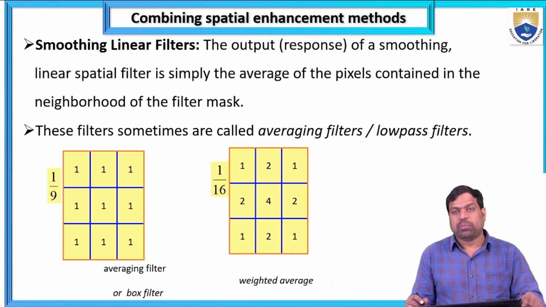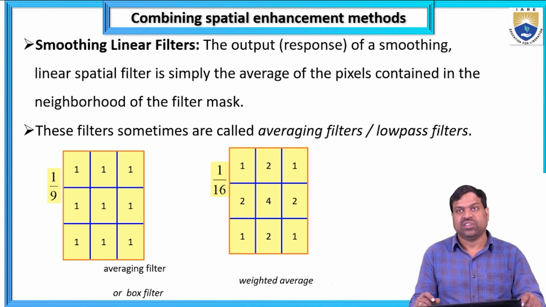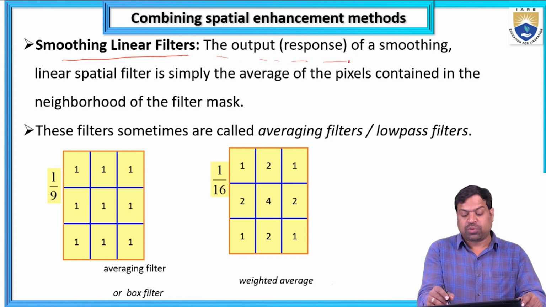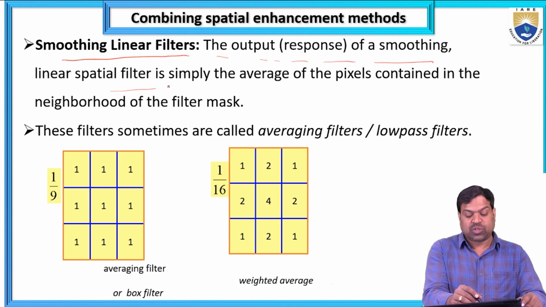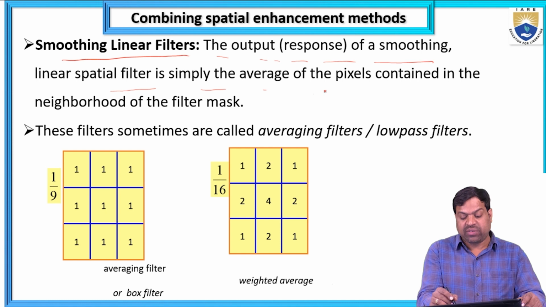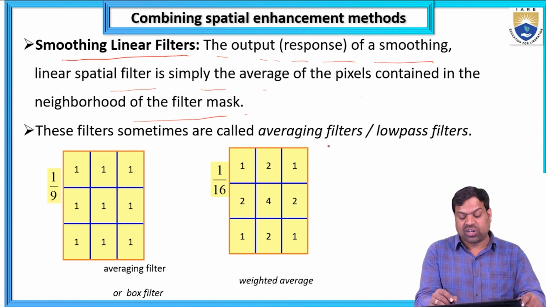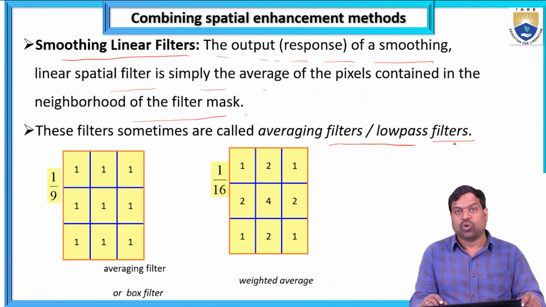So here I am applying smoothing and sharpening techniques to combine both images. How is the smoothing image combined? What is the smoothing linear filter? We will discuss. The output response of a smoothing linear spatial filter is simply the average of the pixels contained in the neighborhood of the filter mask. These filters are sometimes called averaging filters or low pass filters.